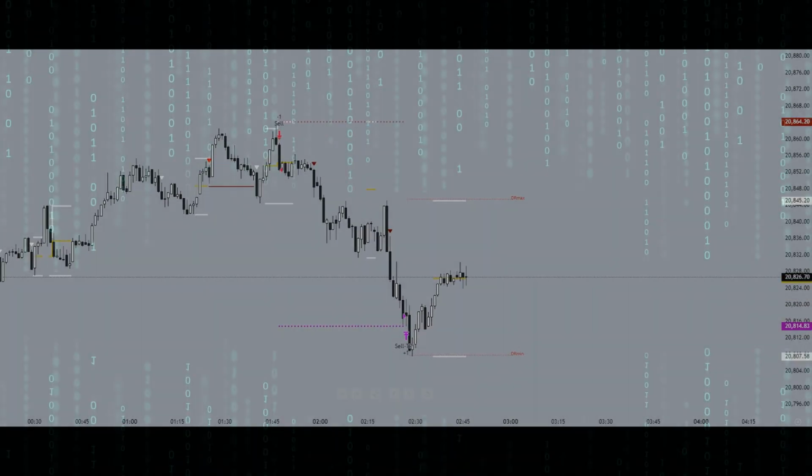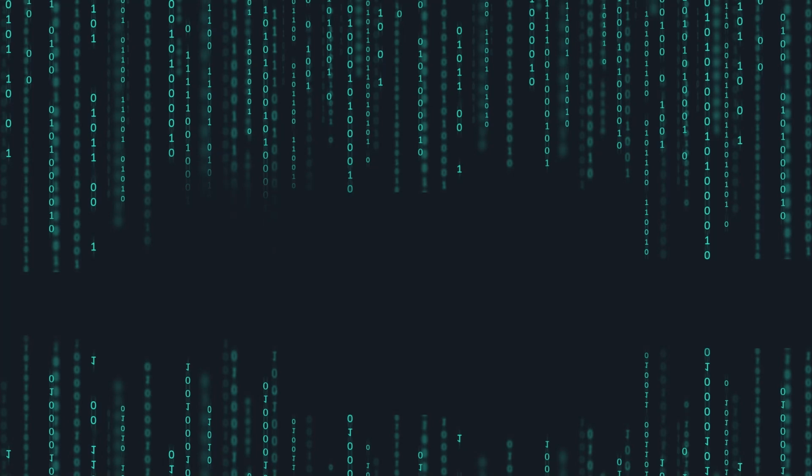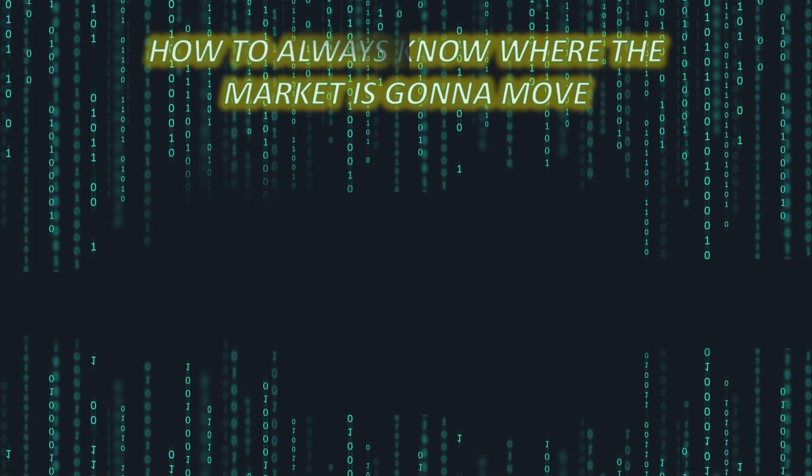Pretty easy take profit here. So now what you're looking for: how to always know where the market is going. First, when I say always, it is like 80 or 90% of the time. Of course, you know that the market can be manually intervened, so when this happens, it doesn't matter which ultra-high probability method you use to try to predict the market, it just won't work.